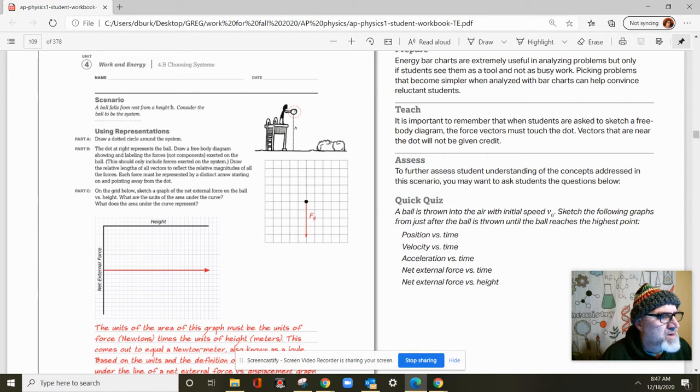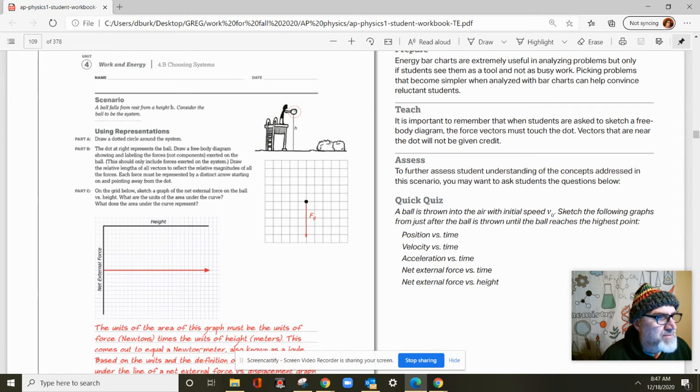A ball falls from rest from a height h. Consider the ball to be the system. Draw a dotted circle around the system. Okay, they did that. See the dotted circle there. The dot represents the ball. Draw a free body diagram showing and labeling the forces exerted on the ball.